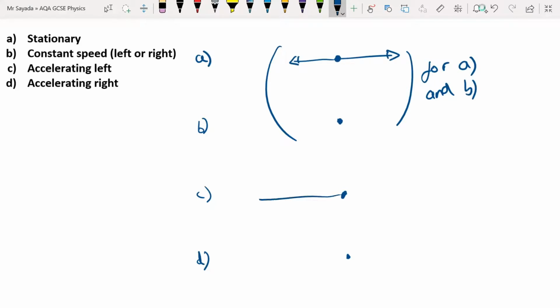Accelerating to the left means a bigger force to the left and a smaller force to the right. You could also have no force to the right at all. And if it's accelerating to the right, you need a bigger force to the right and a smaller force to the left. You could also have no force to the left at all. Please pause the video while you mark your work and press play when you're ready to move on.